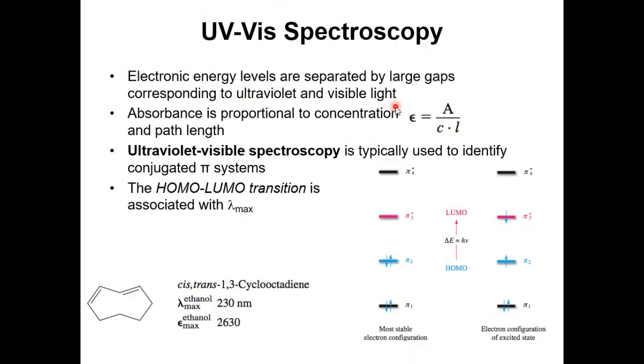The absorbance is proportional to the concentration and the path length. You might have learned this in general chemistry. Did you guys learn this? Epsilon equals A divided by C times L, where C is concentration, L is the path length, A is absorbance, and epsilon is called the absorption coefficient. But that's not something we're going to pay a lot of attention to here. Mostly, we care about the absorption wavelength.